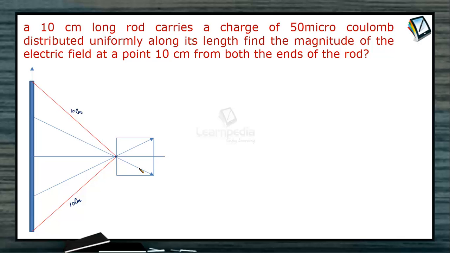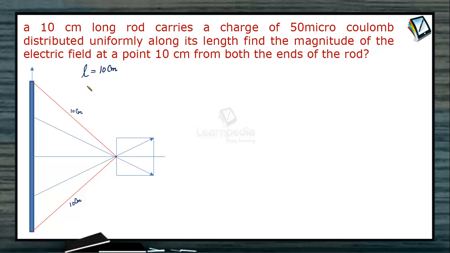So first of all, let's understand how to calculate the magnitude of electric field at this point, which is basically on the perpendicular bisector of this rod. Suppose we have uniformly distributed the whole charge. Here length is given to you as 10 centimeter. Later on you can substitute the values.